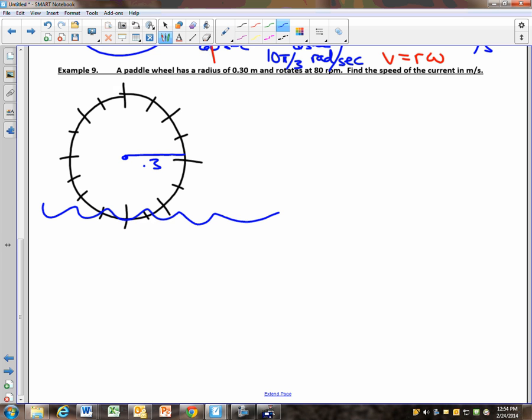Well, I'm going to use my secondary formula. Okay, velocity equals r times omega. What is your radius? 0.3. And omega is theta divided by t. How much time has gone by? 60 seconds. And theta is my angle that I've rotated. What is one rotation? 2 pi, and so I have 80 rotations, so it'll be 160 pi. Meters.